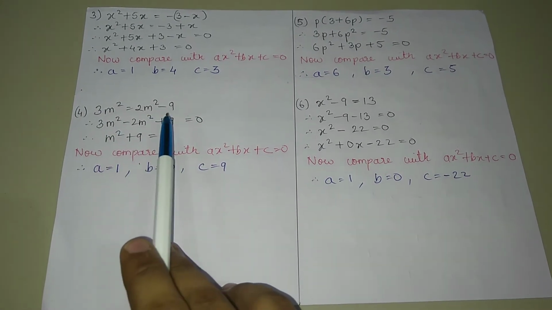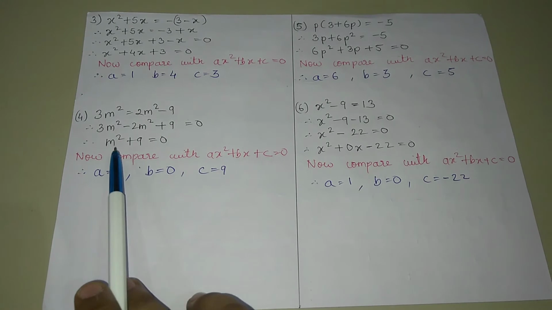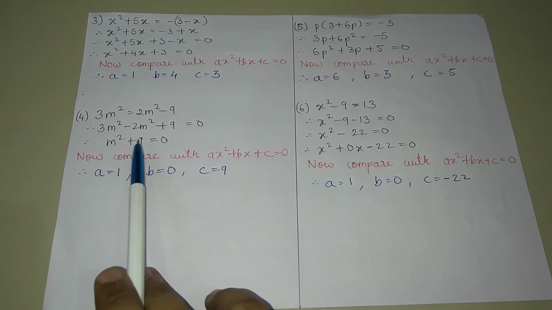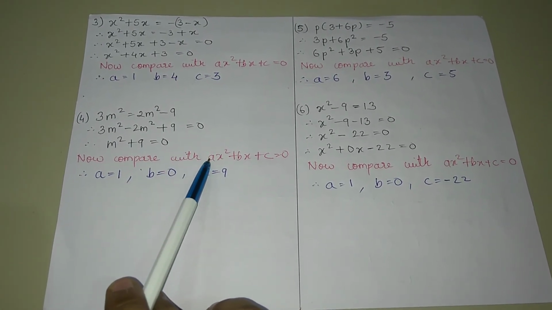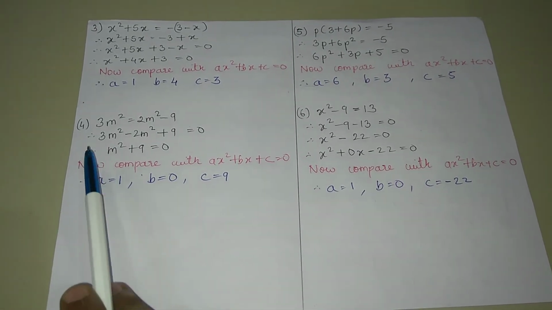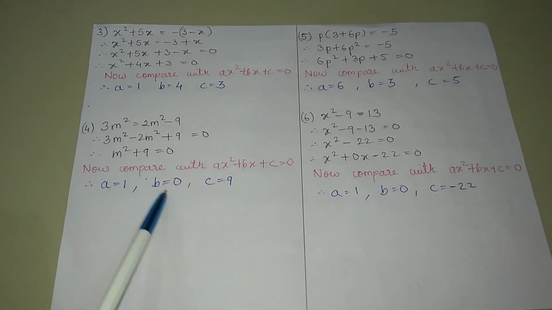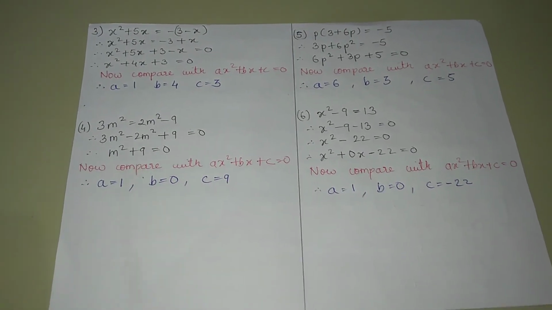Now for the fourth sum, 3m square is equals to 2m square minus 9. So 2m square I have taken to this side, and we get 3m square minus 2m square plus 9 is equals to 0. Therefore 3 minus 2 is 1, so m square plus 9 equal to 0. Now comparing with ax square plus bx plus c, we get a as 1. The b term is missing over here, so we can write b as 0. And c is 9.